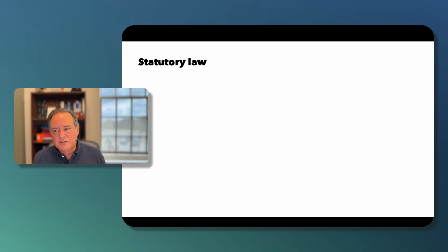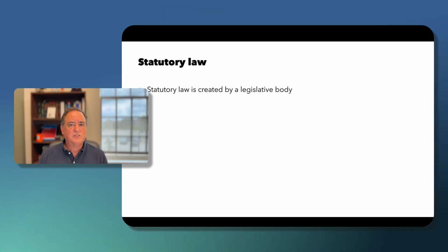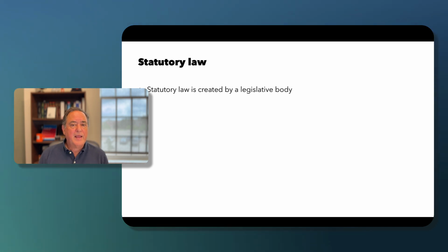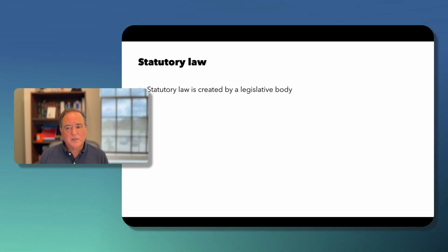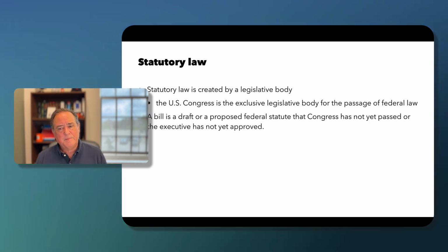Statutory law. Statutory law is the law that is created by a legislative body, whether that is the Congress of the United States or the Oklahoma State Legislature or the Stillwater City Council or the Payne County Commissioners Court. Statutory law is created by a legislative body, and the U.S. Congress is the exclusive legislative body for the passage of federal law.